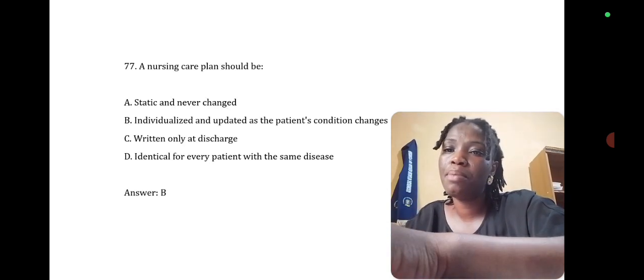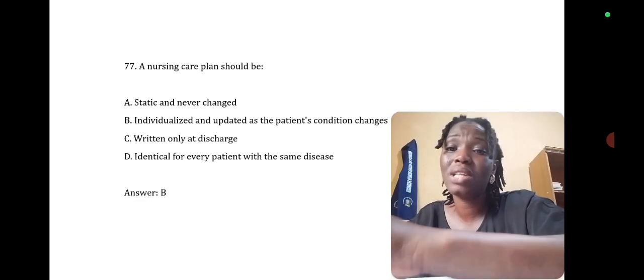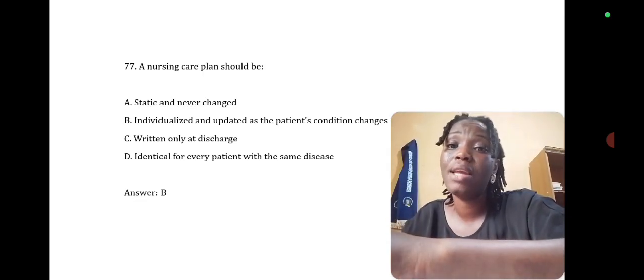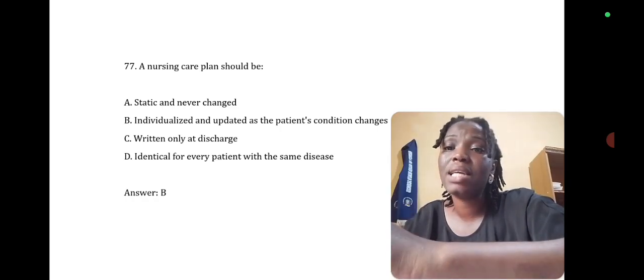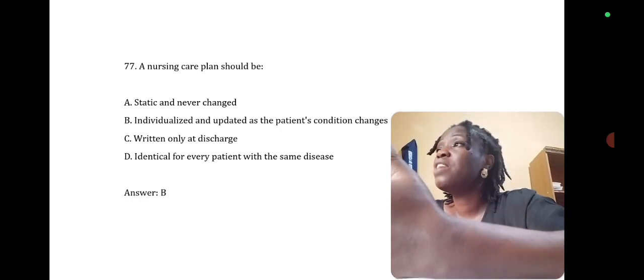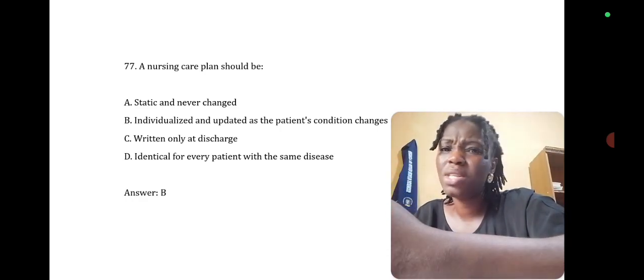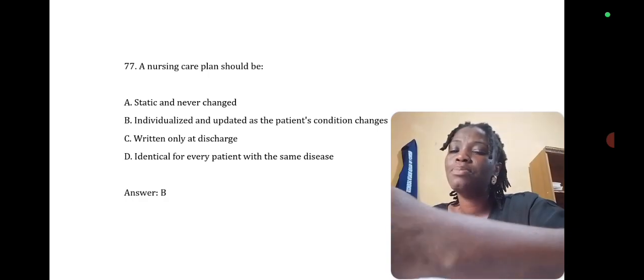77. A nursing care plan should be what? D. It should be individualized. Each patient has their own care plan because each patient's signs and symptoms are different. Their problems are different. Their sufferings are different. It must be updated as the patient's condition changes. If you did the pain in the morning, in the afternoon, patient is no longer feeling pain, your nursing care plan should change. You should update it that patient is no longer feeling pain, so that pain should go.